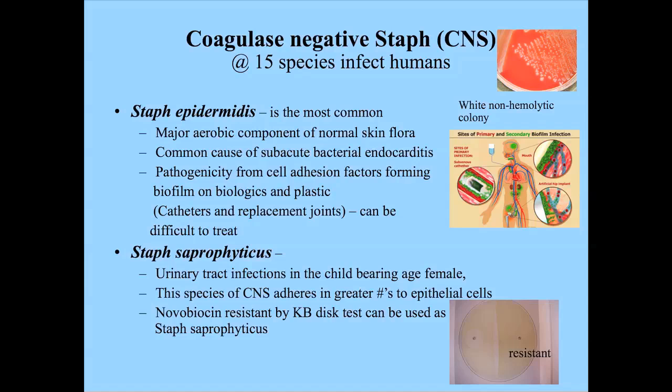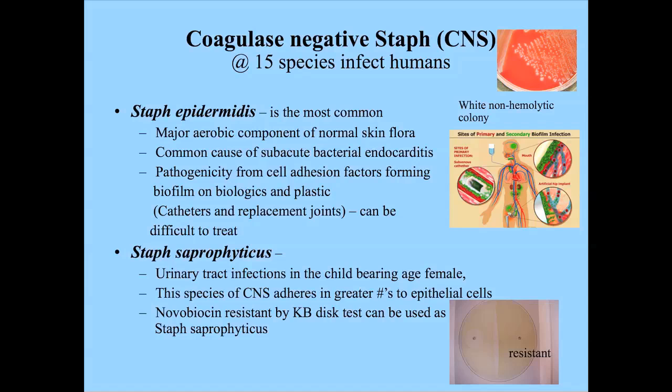This is a cause of urinary tract infections in the childbearing age female. This species of coag-negative staph adheres in greater numbers to the epithelial cells in these areas. The way we can screen for Staph saprophyticus is by using the novobiocin disc. If you see the picture on the right-hand side, you can see that the organism grew right up next to the novobiocin disc. This would be the characteristic reaction of Staph saprophyticus in a novobiocin-Kirby-Bauer reaction. It is the only coag-negative staph which is resistant to novobiocin.